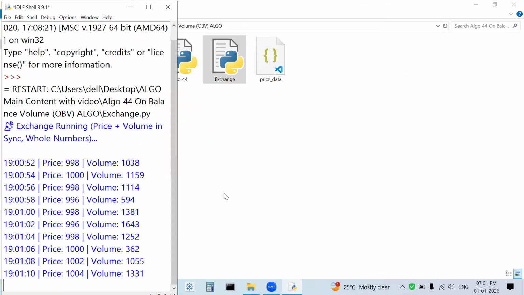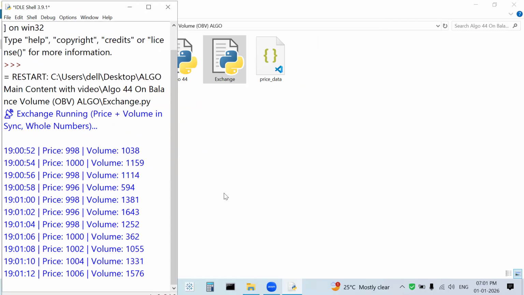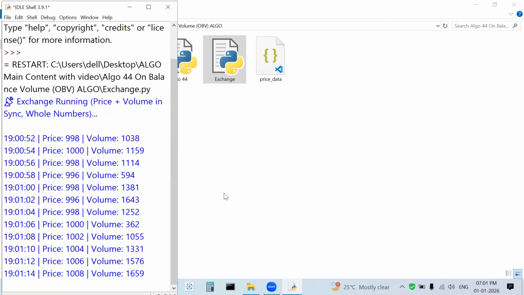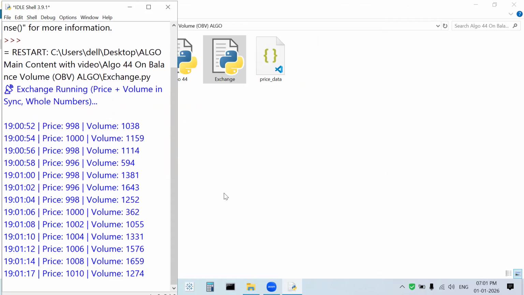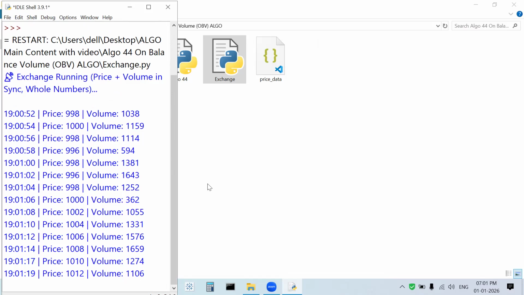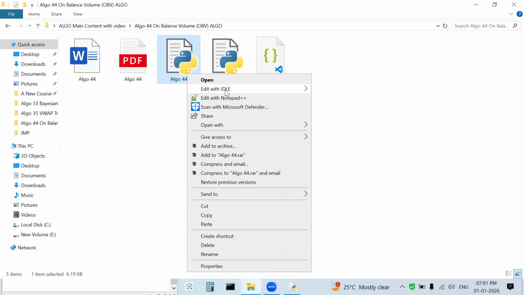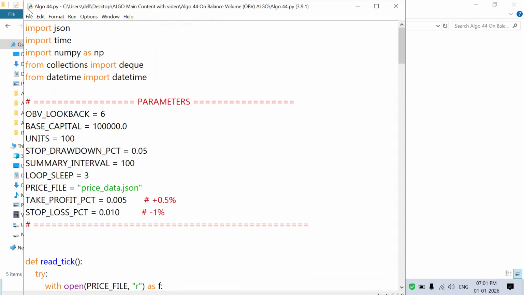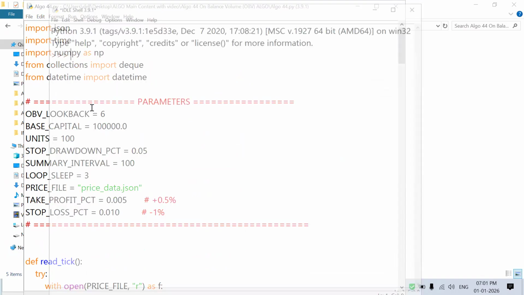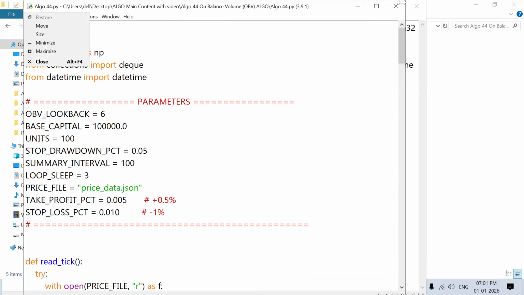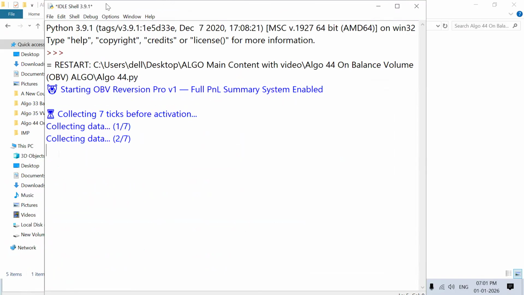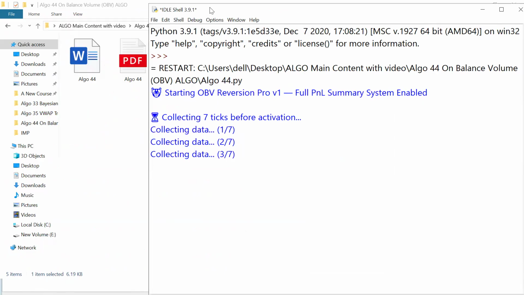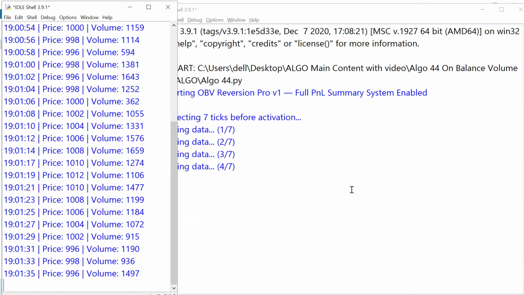So this is my exchange file. I have no control over it. It basically changes the value automatically and very randomly. So I have no control over this price, but I have control over my algo. Now the algo is going to fetch this price from the market. Let me adjust the window so we can understand what is happening.